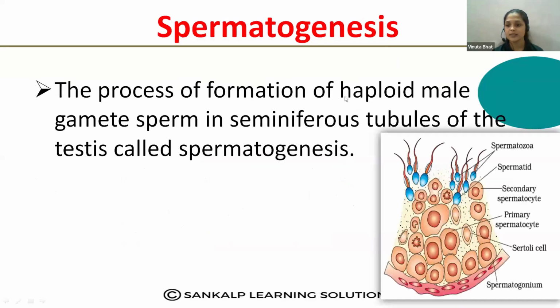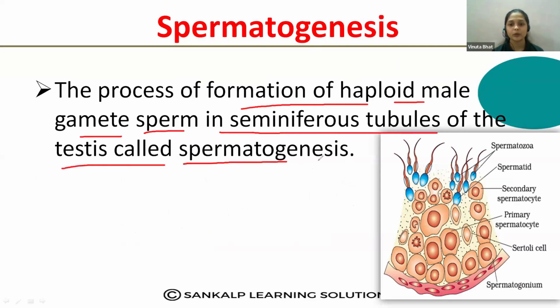What is spermatogenesis? Write down your answer in the comment box. It is the process of formation of the haploid male gamete, that is sperm, in the seminiferous tubules of the testes, called spermatogenesis. This is the definition of spermatogenesis. You should write the answer like this for a 1 mark or 2 mark question.